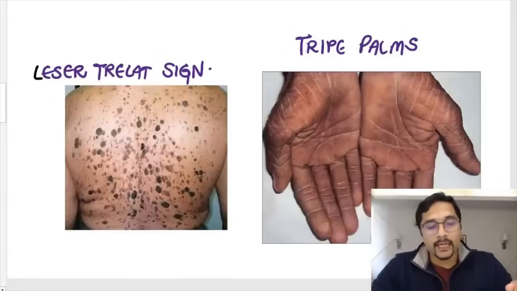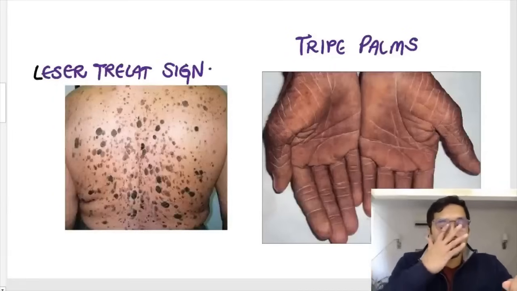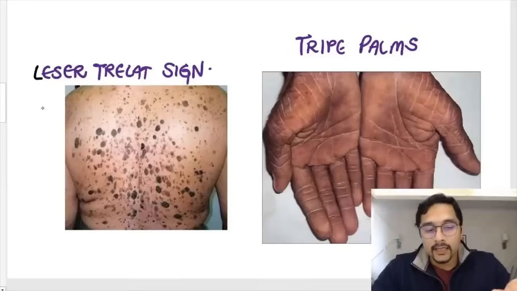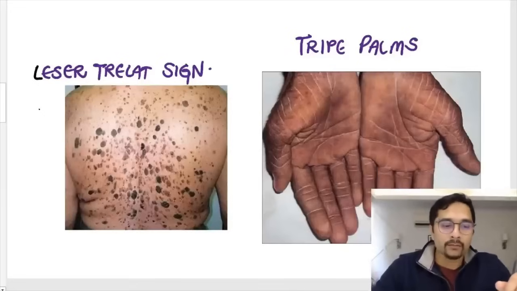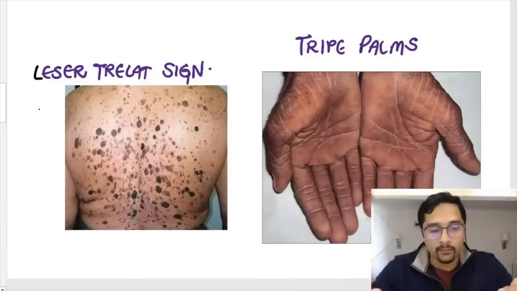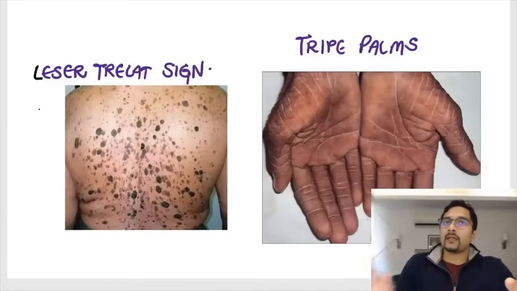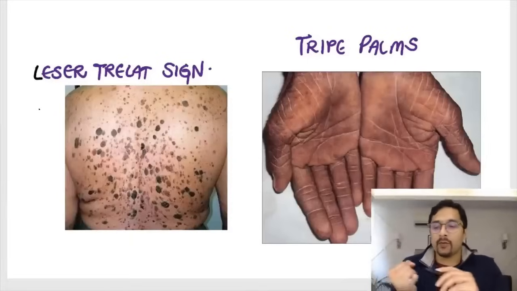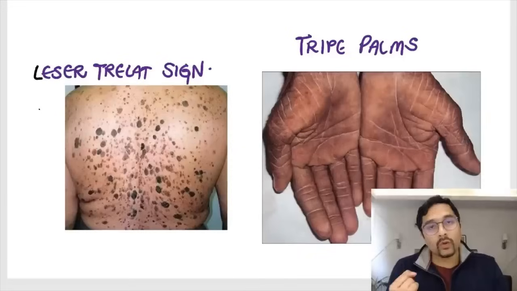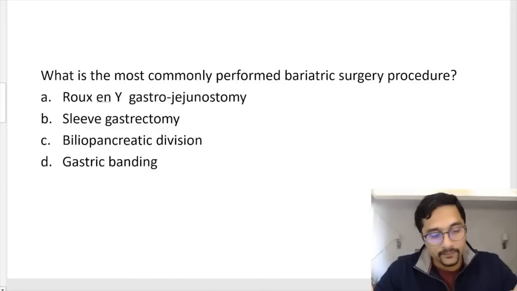These are two more signs which can be seen in patients with advanced cancers. Leser-Trélat is multiple seborrheic keratosis, and tripe palms are hyperkeratotic palms. But most frequently in the FMG exam, Sister Mary Joseph's nodule, Krukenberg tumor, and left supraclavicular lymph node have been asked.